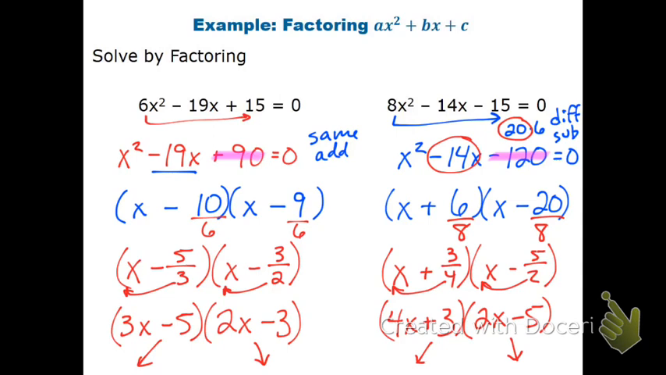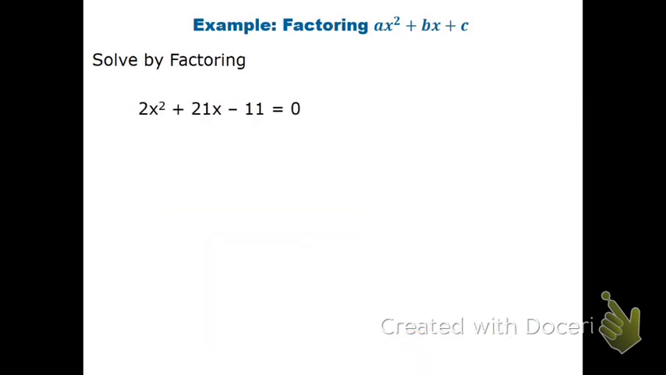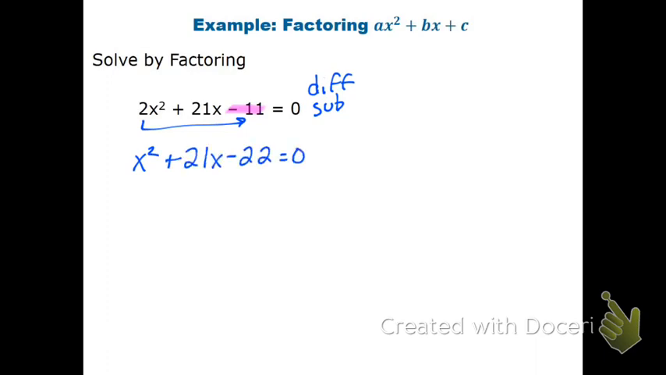I'm going to go back over to the front side really quick just to do one last one. Do the last one on the front side, bottom right equation, just to do one more that has different signs. So again, the c value has different signs, so that's a diff and sub. So I slide the 8 over to the c. I get x squared plus 21x minus 22 is equal to 0.